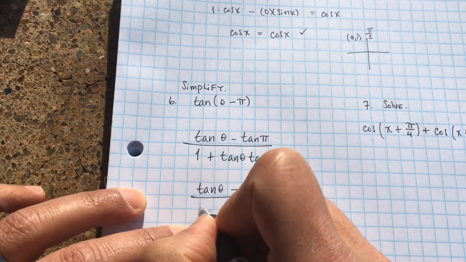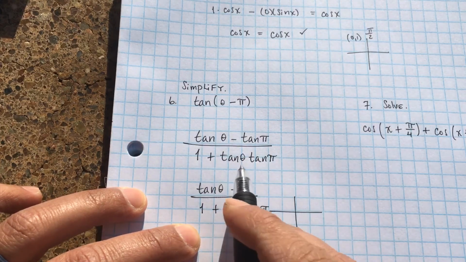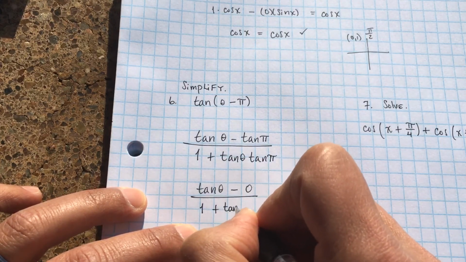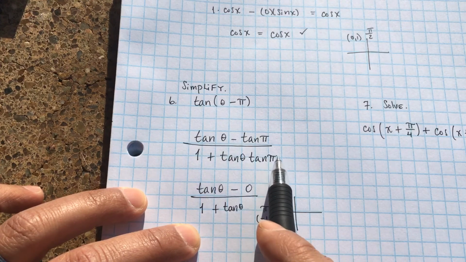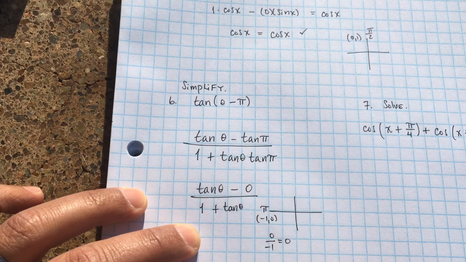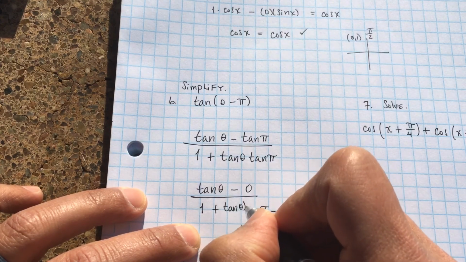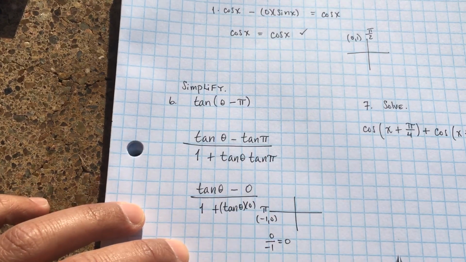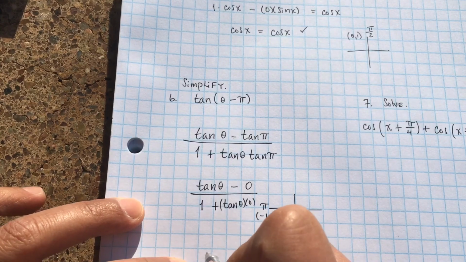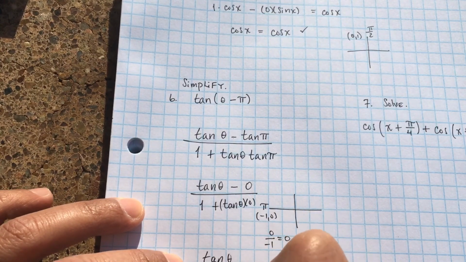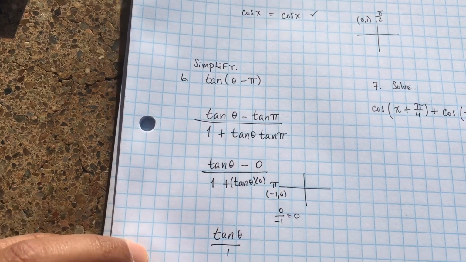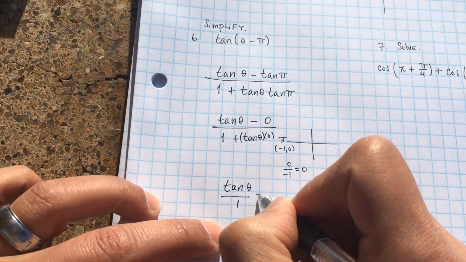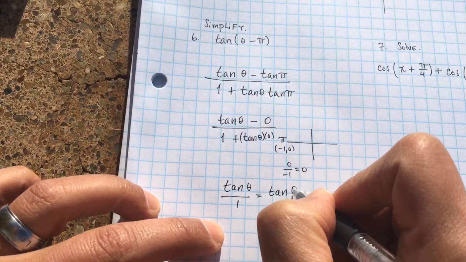What about the bottom? We get 1 plus tangent of theta times tangent of pi. What's tangent of pi? We just found that it is 0. So this becomes times 0, and 0 times anything is 0. So we end up with tangent of theta over 1, which is tangent of theta.